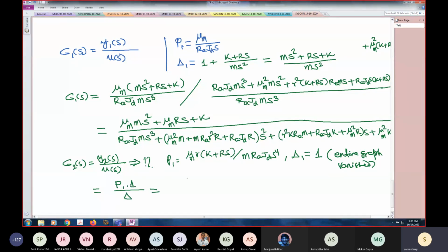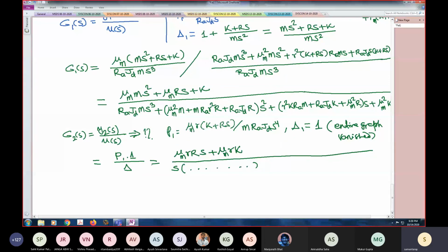So top numerator will remain as it is. Mu m r into s plus mu m r k. From there, MAZD RS fourth is there. That same thing appears here. So one extra S is there. I will adjust that S into rest of the things as it is. So the denominator is same. Denominator is same. One extra S has come because of our integration.